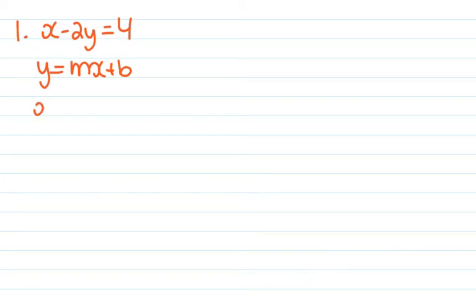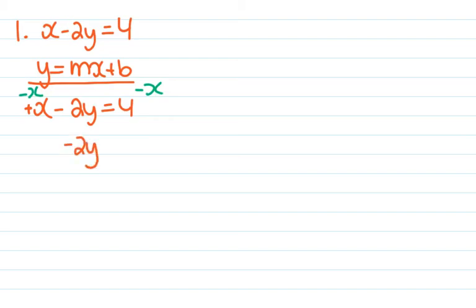So I have x minus 2y equals 4. I need to get it in this form, so I need to get y by itself. In order to do that, first I'm going to subtract x from both sides, because x is positive over here. So x minus x is 0, so I'm left with -2y equals 4 minus x. I still don't have y by itself. Some of you think that now I have y by itself, but I don't. It needs to be alone, nothing attached to it.